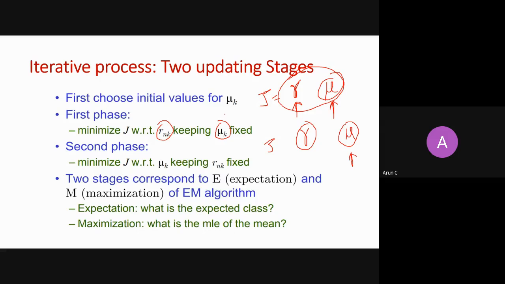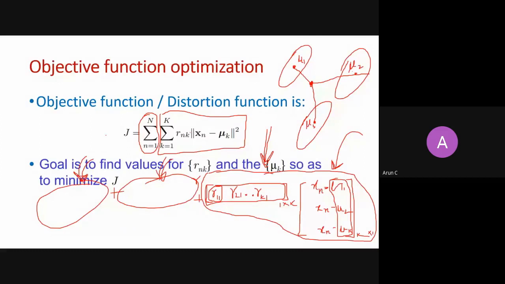So first, because there are two parameters, r and mu, I cannot minimize them simultaneously. What I can do is first make mu fixed and minimize with respect to r, and then make r fixed and minimize with respect to mu. So let's see this again. If I make my mu fixed, what do you think my r should be?